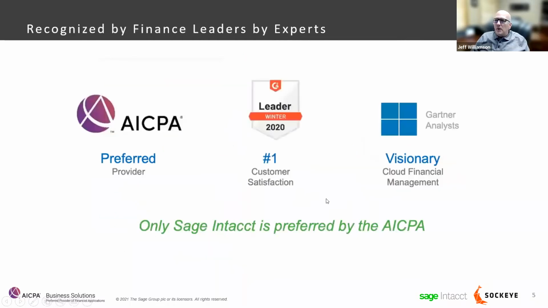Many of you might not know too much about Sage, and that's probably why you're here today. But Sage is the only company recognized by the AICPA, which is the largest membership of CPAs, and they set the standard for accounting professionals. So they are recognized by and endorsed by the AICPA. There's no other accounting software across the board in any industry, not just construction, that is endorsed by them. So it's a pretty big deal.